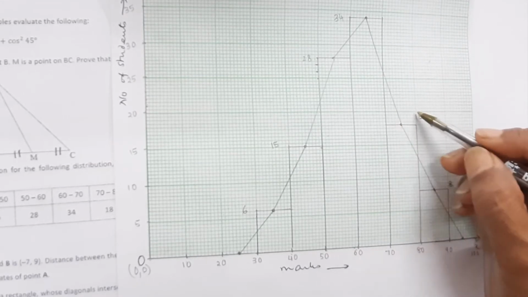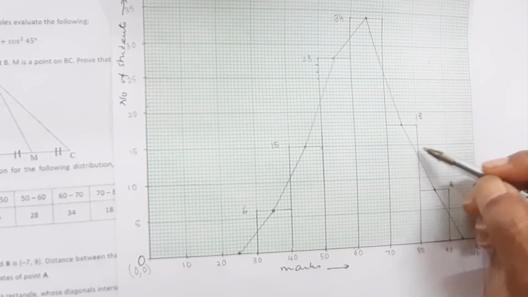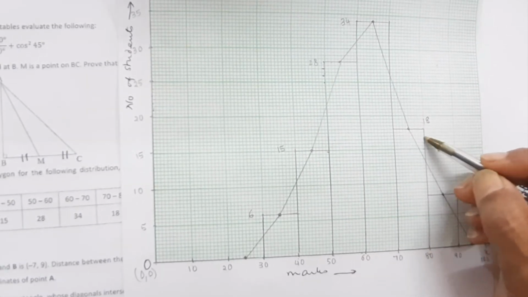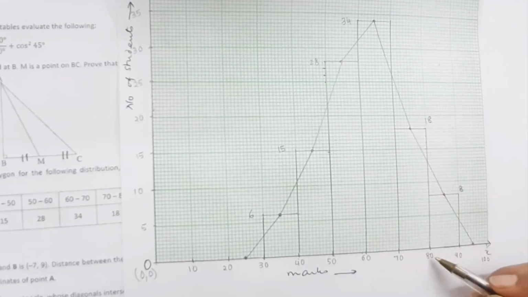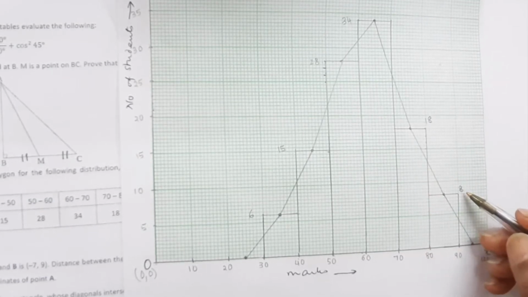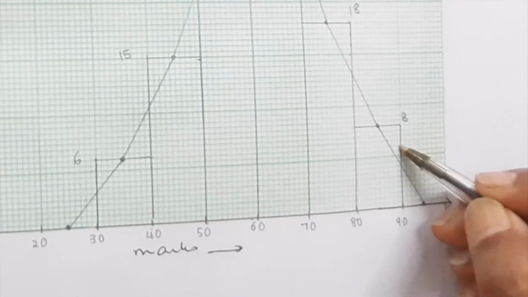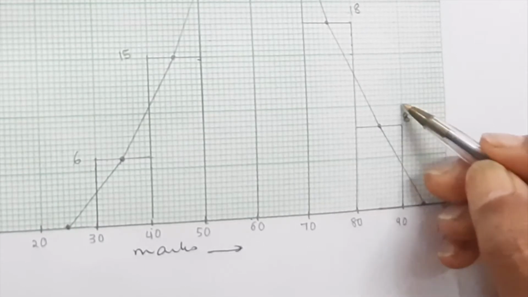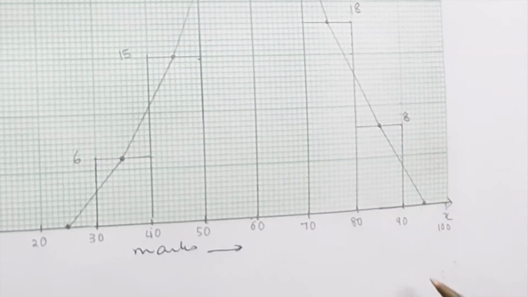The next one, 70 to 80, is 18. So 18, this is 20, so this is 19 and this is 18. Or you can count from here 15, 16, 17, 18, and make this rectangle. And then 80 to 90, the frequency is 8, that is 8 students. So this is 5, 6, 7, 8. Or you can come down, this is 10, this is 9, this is 8, and make this rectangle.